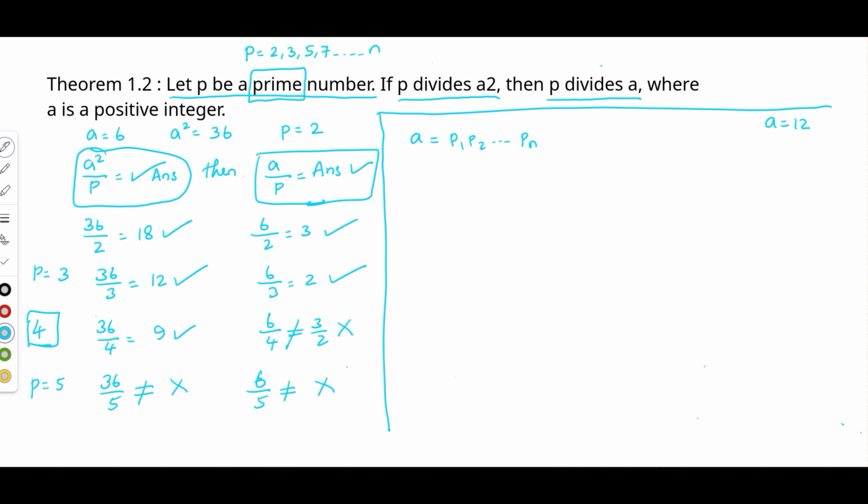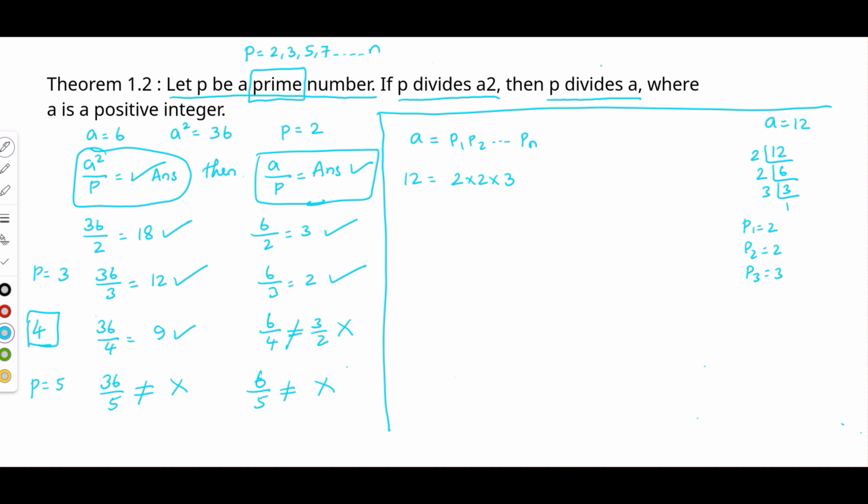When I want to find the prime factors of 12, you'll get 2, 2, 3. So you get p1 is equal to 2, p2 is equal to 2, and p3 is equal to 3. So 12 will be equal to 2 into 2 into 3. Okay, this is the meaning of what is given in the textbook.